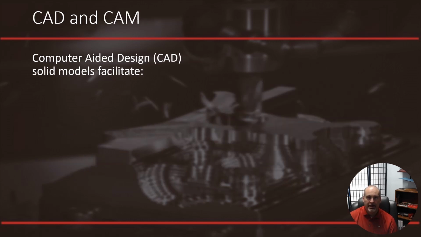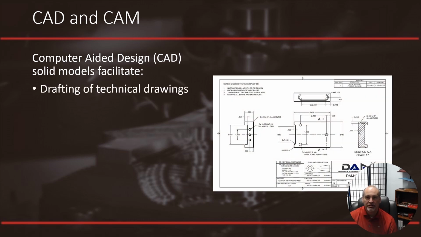We have CAD and CAM. Computer-aided design solid models facilitate the drafting of technical drawings. Now, when I first got into CAD, we were doing two-dimensional CAD, and the goal was to create a drawing. And then a little bit later, I worked for a company that was receiving a lot of those drawings, and we would do CAD modeling in order to do CAM programming. That is flipped on its head now with the advances in technology. You're starting with a solid model, using that to define the design intent, and then the model itself facilitates drafting the drawing.